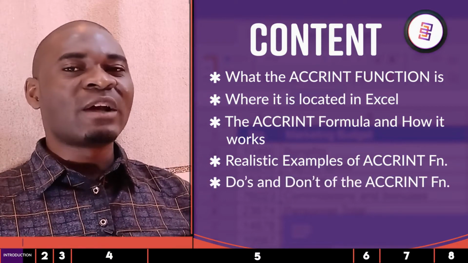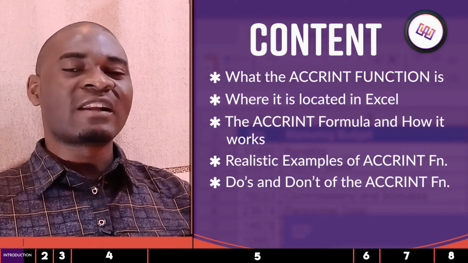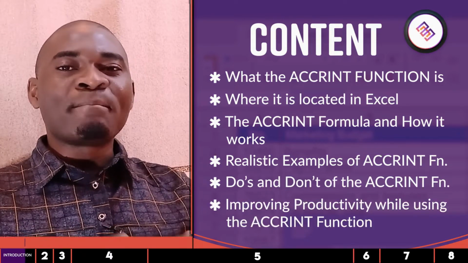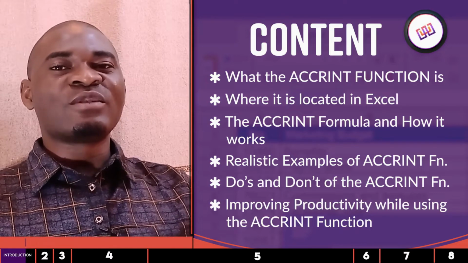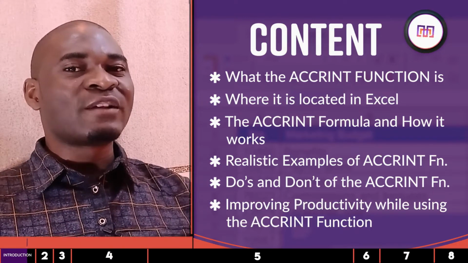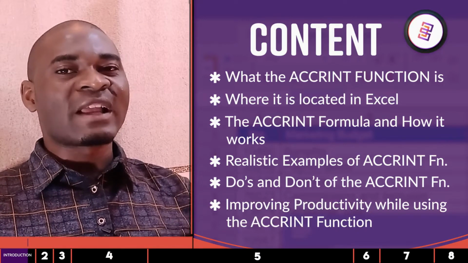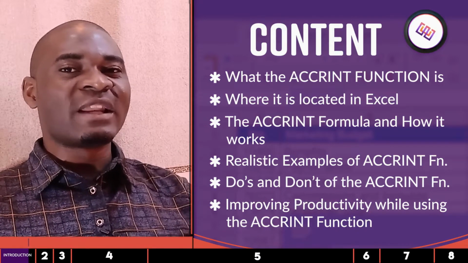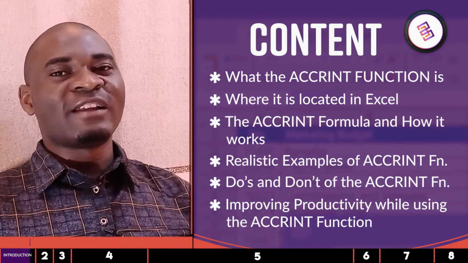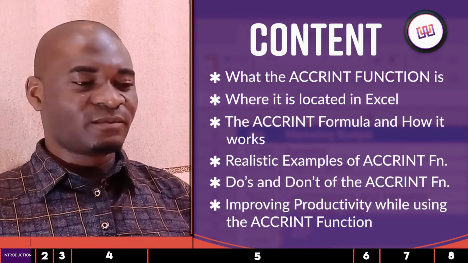Then after that, we'll look at the do's and don'ts of the ACCRINT function. Then we'll also go further to look at improving productivity using the ACCRINT function. That is, what are those things that you get to do in order to be more productive while calculating the interest accumulated on a bond or a treasury bill. So without much further ado, let's get started.